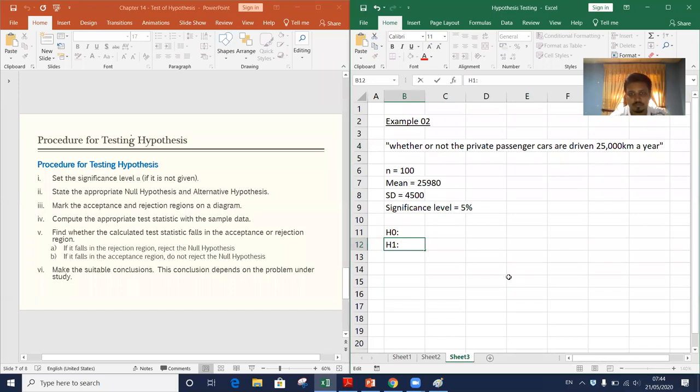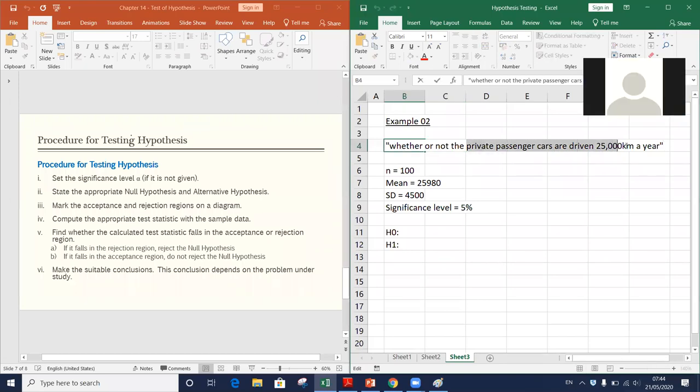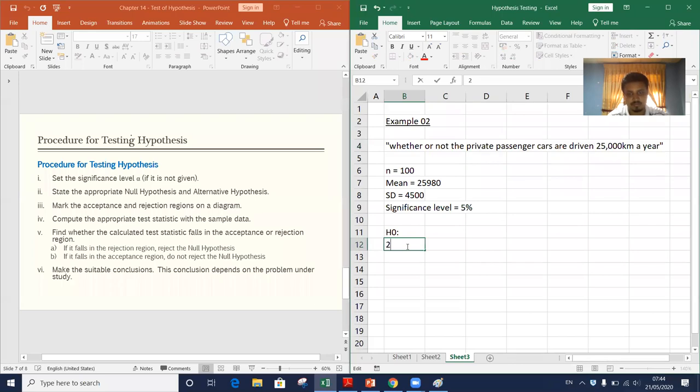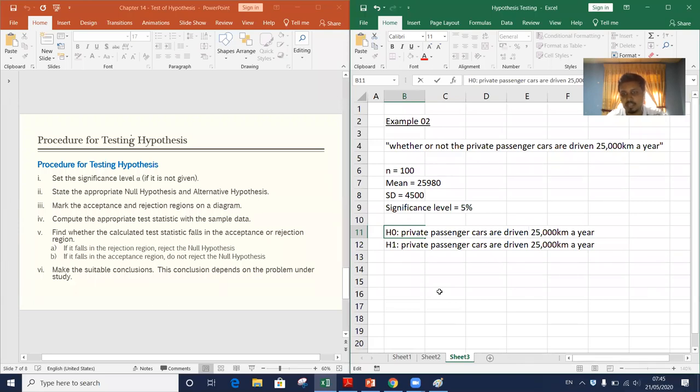What should H1 be? We can say: yes, private passenger cars are driven 25,000 kilometers a year. This is H1. So if it is H1, what should be H0? The total opposite. H1 says 25,000 are driven. So H0 should say: private passenger cars are not driven 25,000 kilometers a year. H0 and H1.